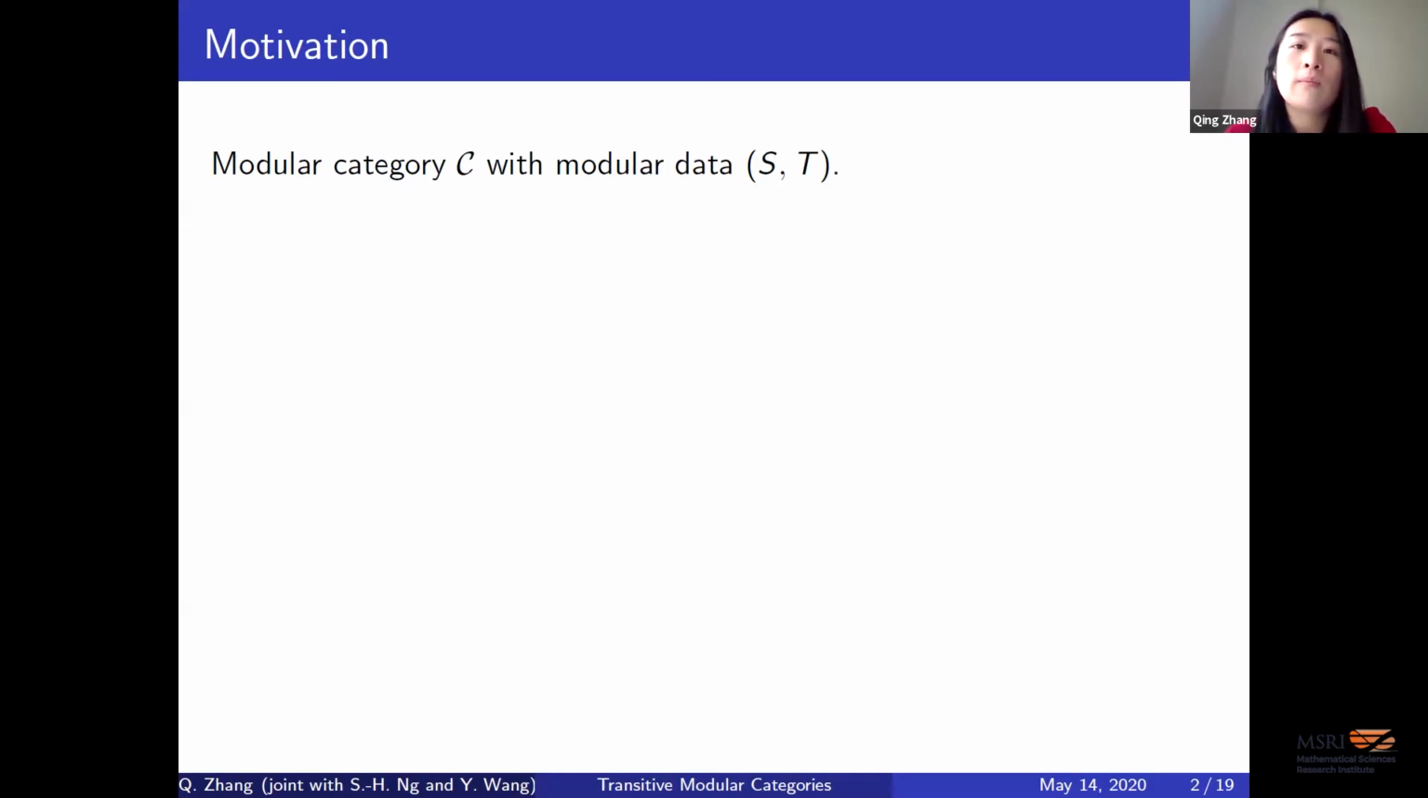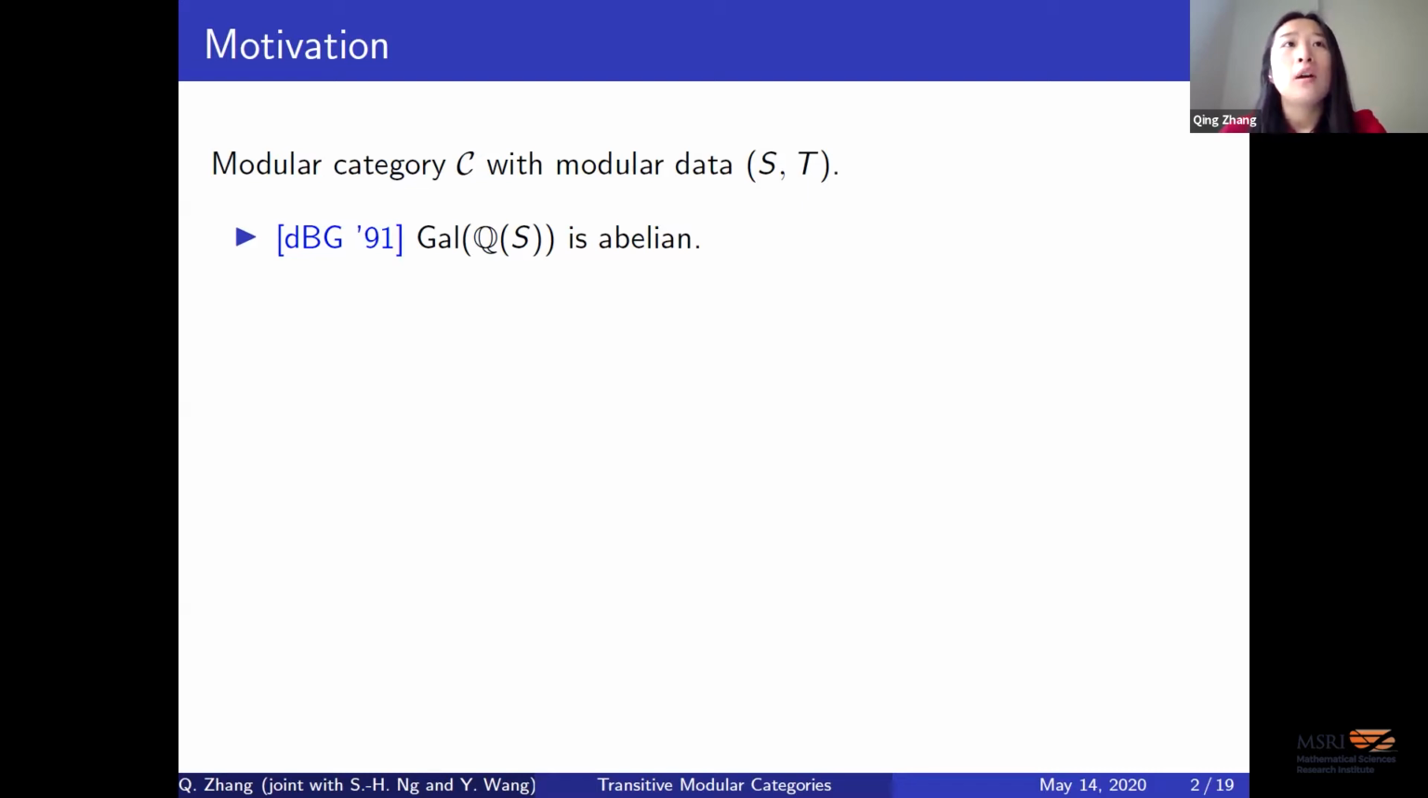For example, by Vafa's theorem, the T always has finite order. So the twists of the simple objects are always roots of unity, and the entries of T lie in a cyclotomic field. It is also interesting to consider the field extension of Q adjoining the entries of S.